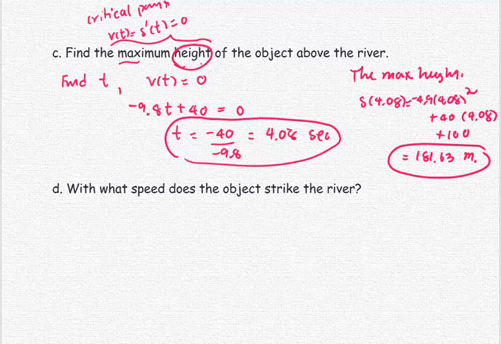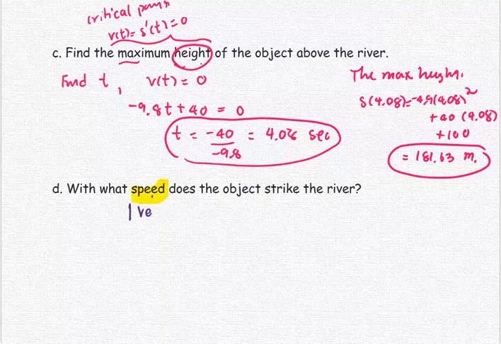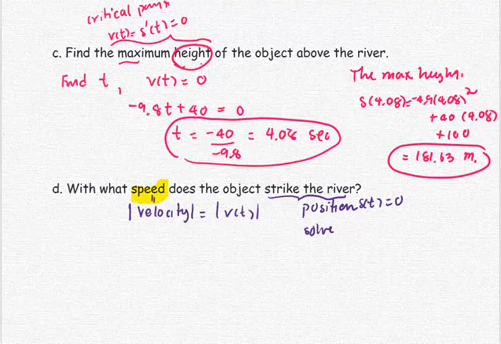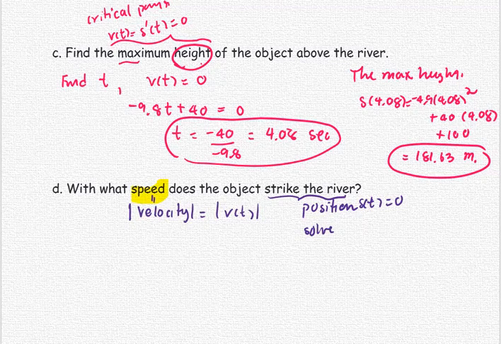The next part: with what speed does the object strike the river? The key term is speed. The speed is the absolute value of the velocity, and the velocity is v. Now we're going to use the condition that the object strikes the river. Striking the river means the position is 0. The condition that the object strikes the river is s(t) equals 0. So we're going to solve for t, to find the point of time that the object reaches the river.